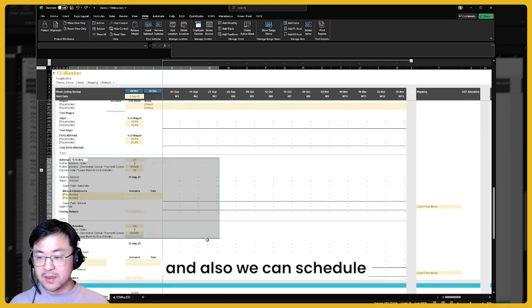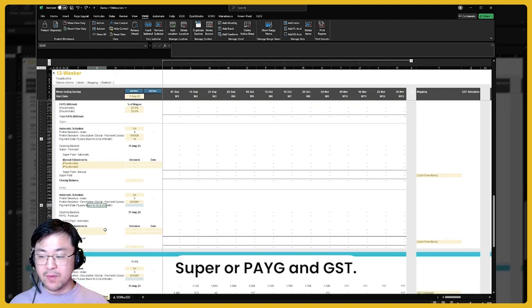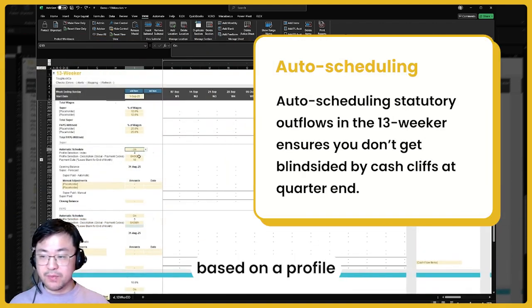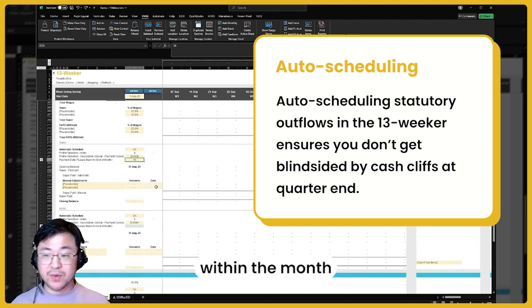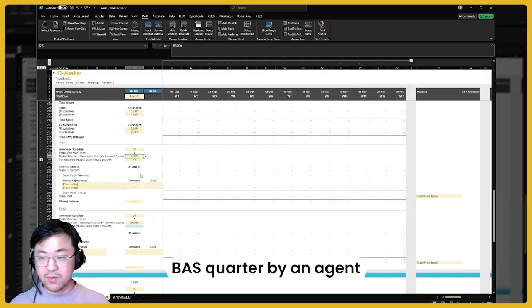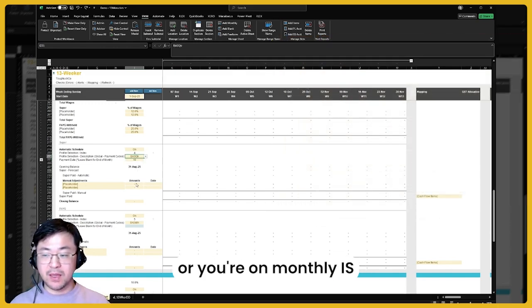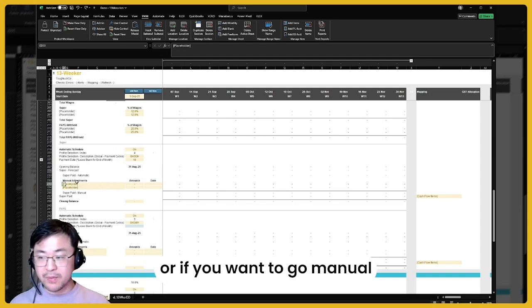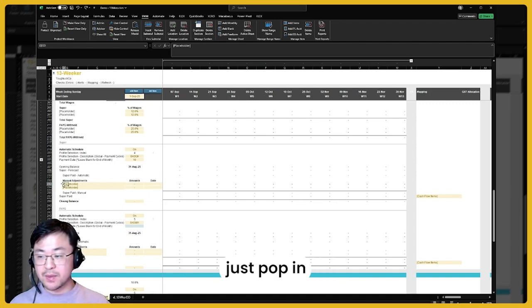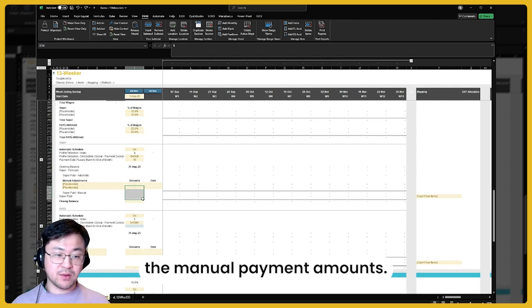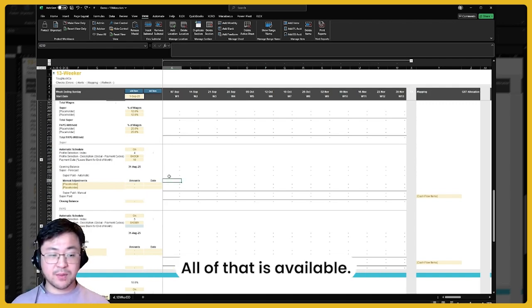And also we can schedule super or PAYG and GST. So we can auto schedule based on a profile that we select, as well as a specific payment date within the month that these generally occur. So if you're on a BAS quarter by an agent, or you're on monthly IAS, and so forth, that's available for selection. Or if you want to go manual, because sometimes manual is required, just pop in your manual adjustments. So turn off the auto scheduling and detail the manual payment amounts. All of that is available.